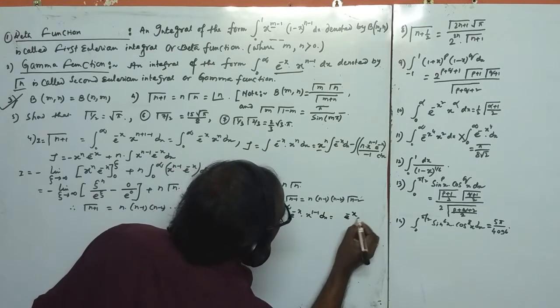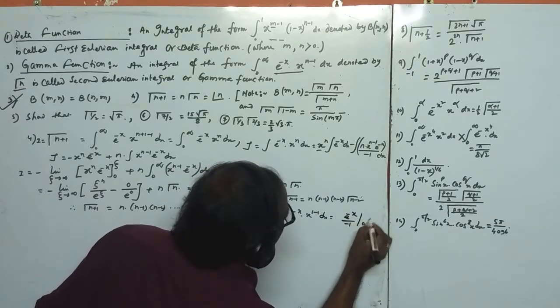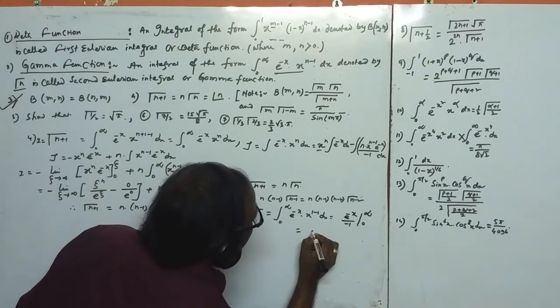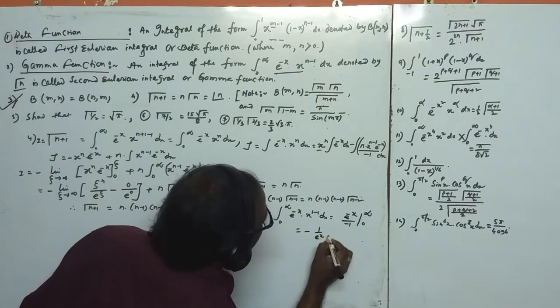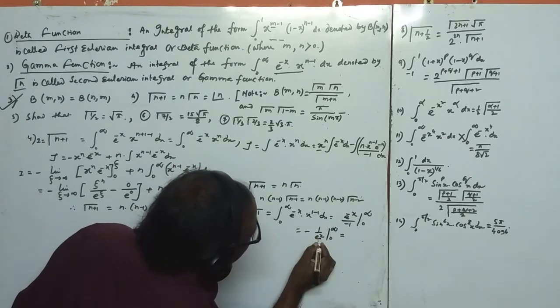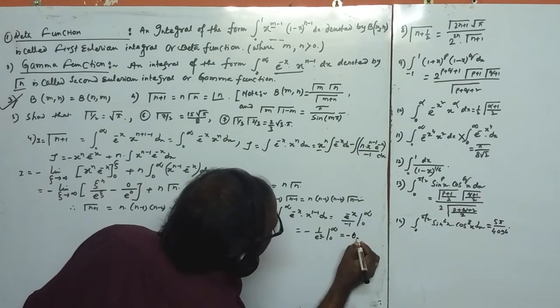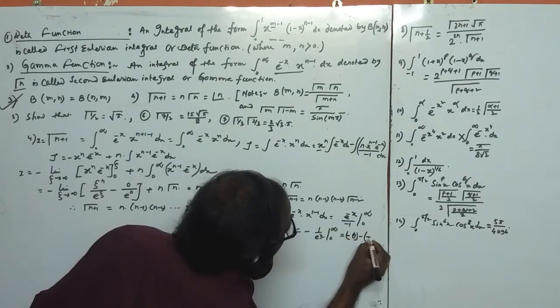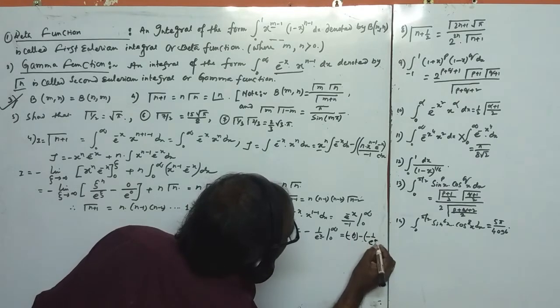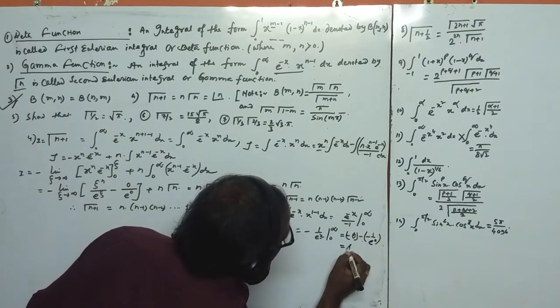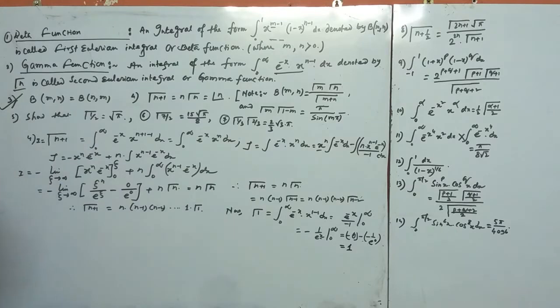This is the integral of e to the power minus x from 0 to infinity, and that is equal to minus 1 by e to the power x, from 0 to infinity. If we put infinity for x, this is a very large number, so the whole thing is 0. Then minus e to the power 0, so we get 1. So gamma 1 means 1.